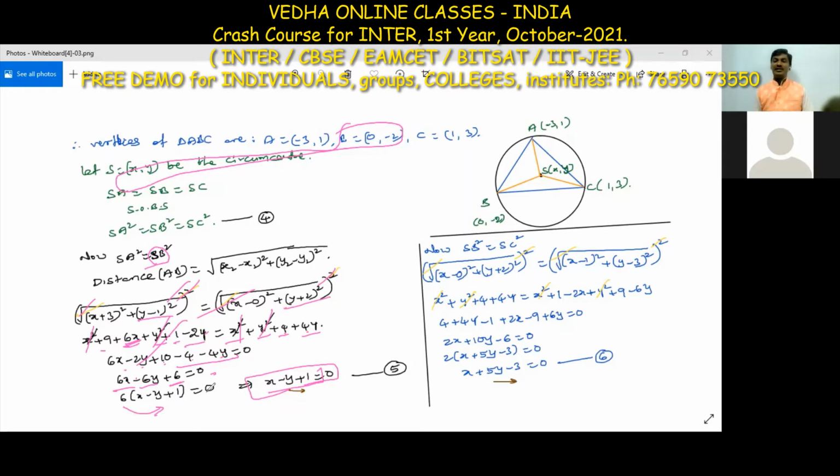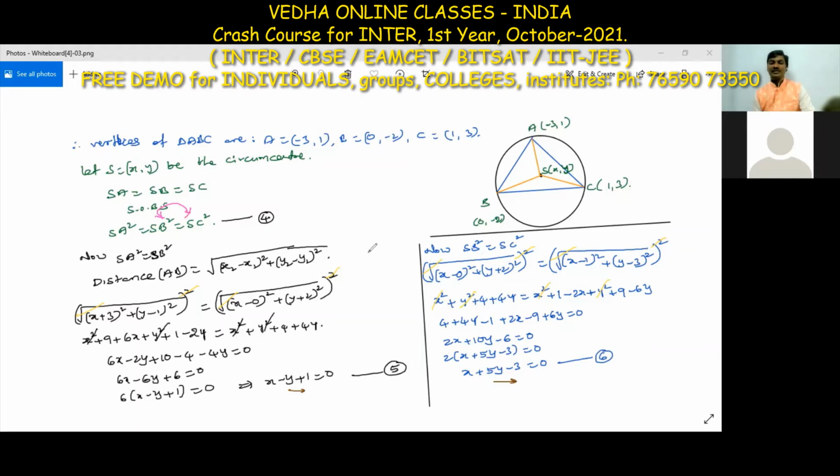This line is a perpendicular bisector of, we took AC and SB, right? So we get the perpendicular bisector of AB. Here circumcenter is the intersecting point of perpendicular bisectors. So now we want one more. Take SB is equal to SC. Take SB and SC, so SB square is equal to SC square.